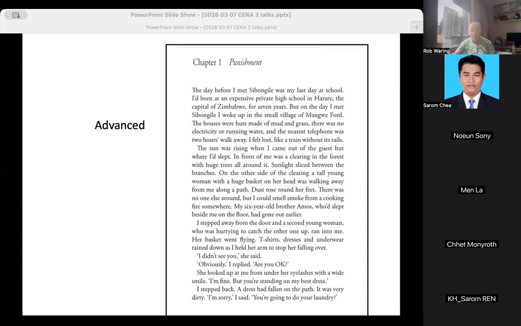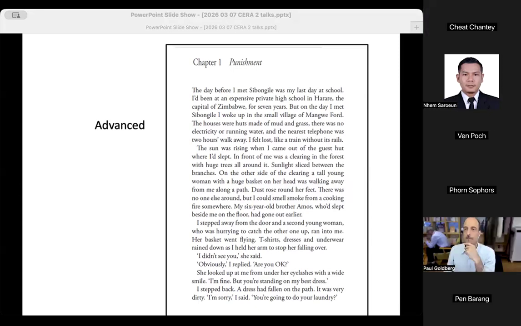We have digital platforms, and those digital platforms also can help you with your development of reading.